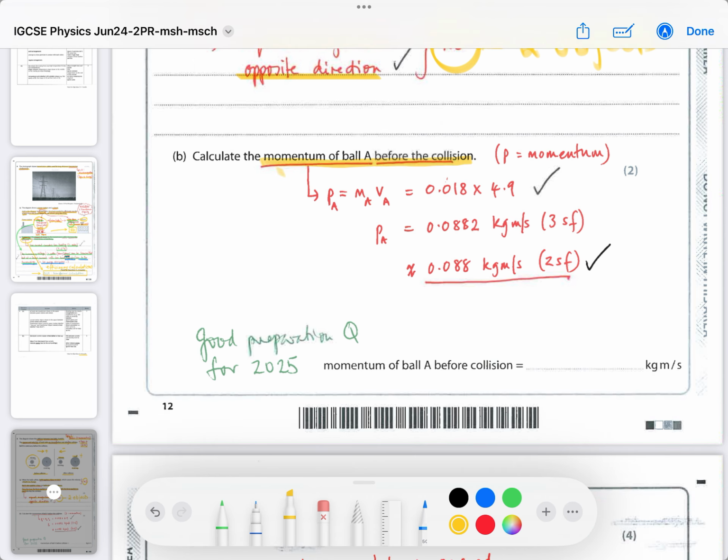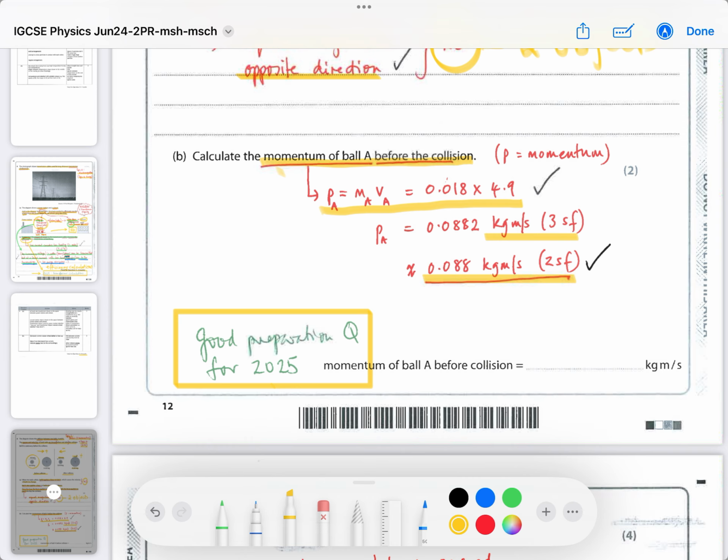So only ball A had momentum, so they want to see that you know how to calculate momentum. This doesn't come in paper 1, so you've got to give your answer to the correct units. If you calculate it to 3 significant figures, it becomes 0.0882, but since the data is only accurate to two significant figures, you can change it to 0.088 kilogram meters per second. So this is a good preparation for 2025 because we haven't had one of these, obviously, because they can't come in paper one.